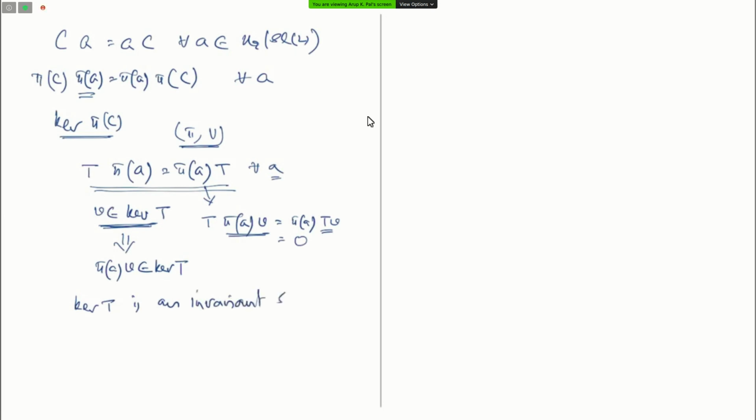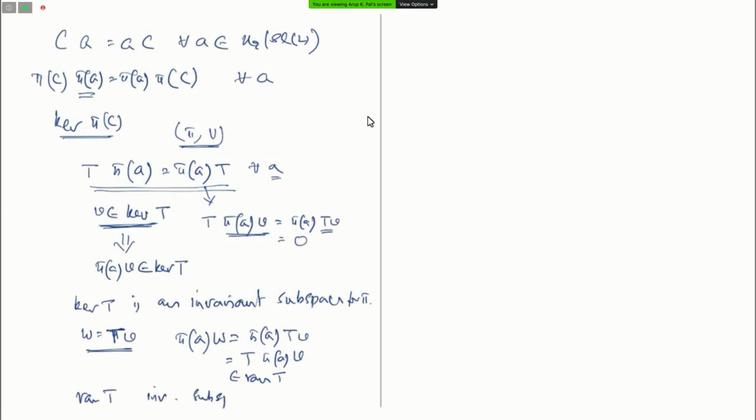Similarly, the image of T is also invariant. If you take something in the image, then phi A w would become phi A T v, that would be T phi A v, and this is again in the range of T. So both the kernel of T and the range of T are invariant subspaces.